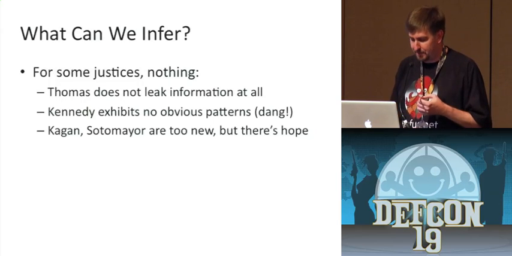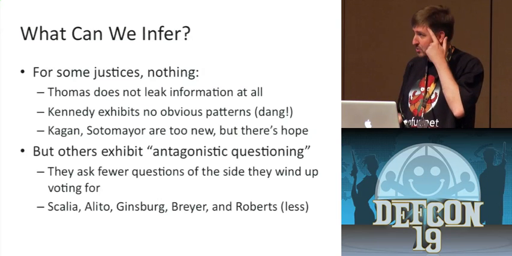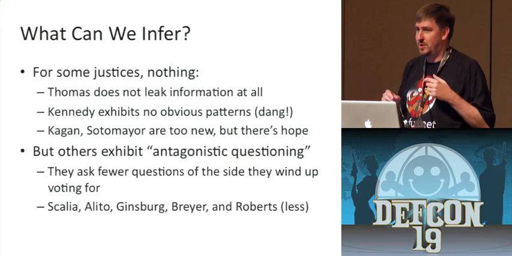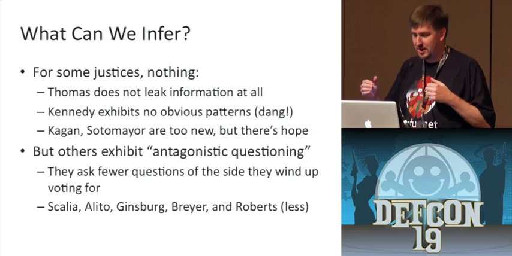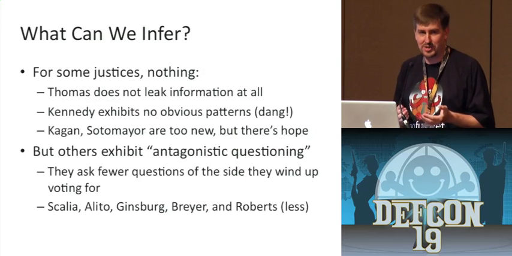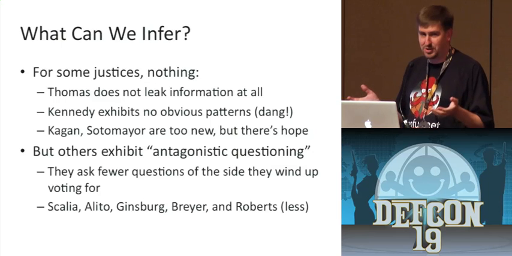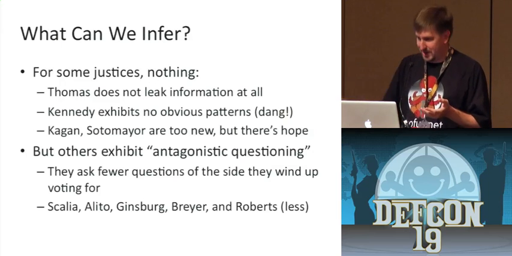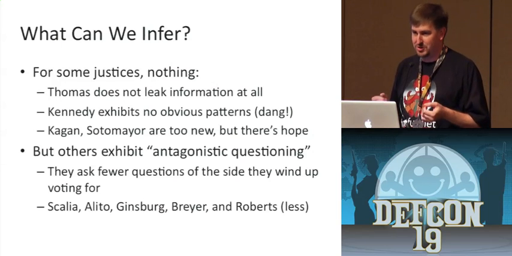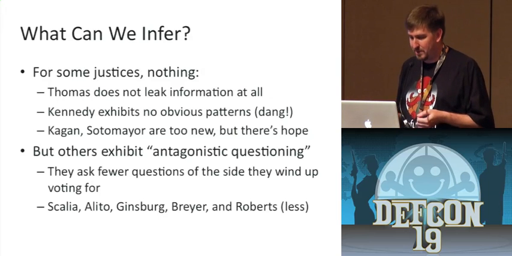But for the remaining 5, they exhibit what I would call antagonistic questioning. So in other words, if you count up the questions that they ask, whatever side they're going to vote for, that's the side they're going to ask fewer questions of. And this is generally true. And it sort of makes sense, right? If someone stands up in front of you and is espousing a position that you disagree with, you might tend to kind of get into it with them. And if somebody's just saying stuff you totally agree with, you might kind of let them off the hook and not bother them so much.